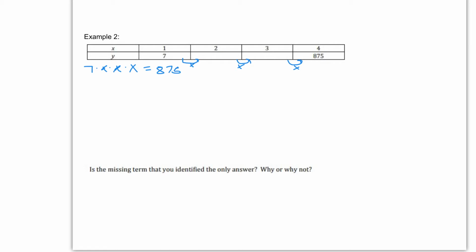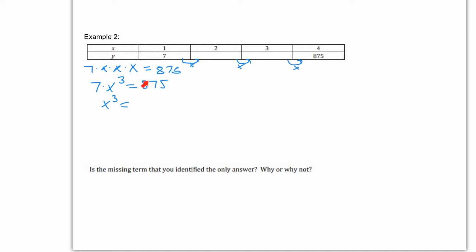And then with repetitive multiplication, we can simplify the way we write that, and we can change this to say 7 times x raised to the third equals 875. So x times itself 3 times is the same thing as writing x to the third. Then we can isolate this x to the third. To do that, we would divide both sides by the 7. So we divide this by 7, which would give us x to the third.